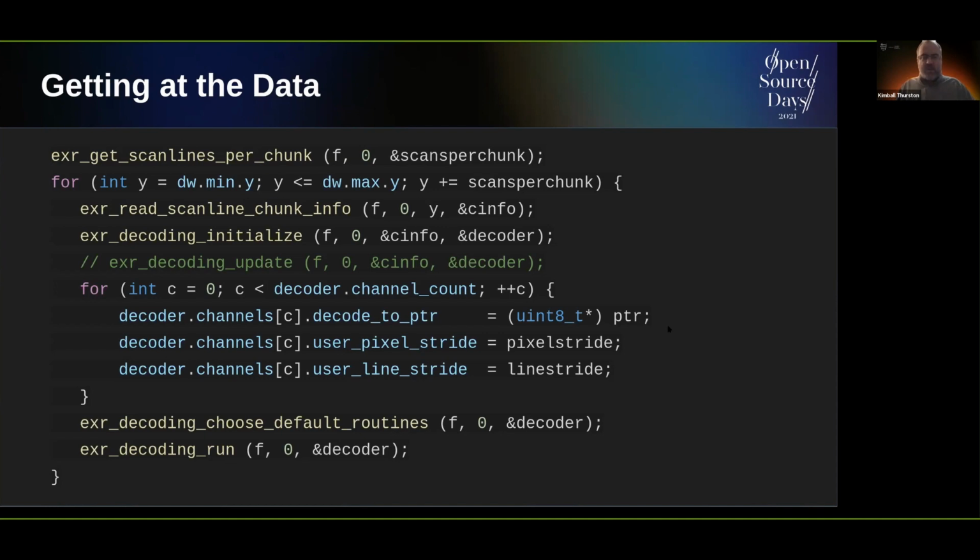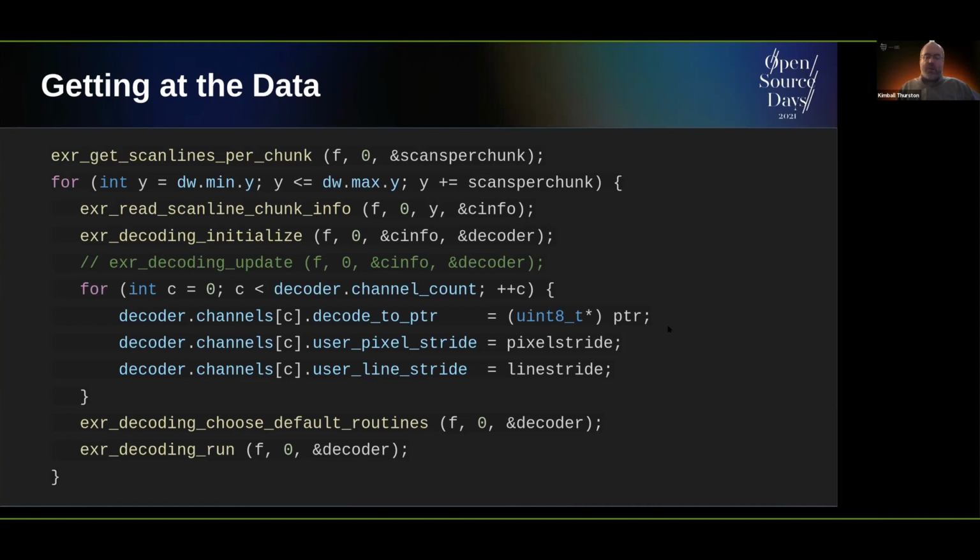And I didn't show it here, but you can also request that it convert from half to float or other conversions. But then once you've done that and you've given it the strides and the line strides, you can also, at this point, populate the decoder with your own functions if you're doing something clever like GPU unpacking, or you can just use the default routines.